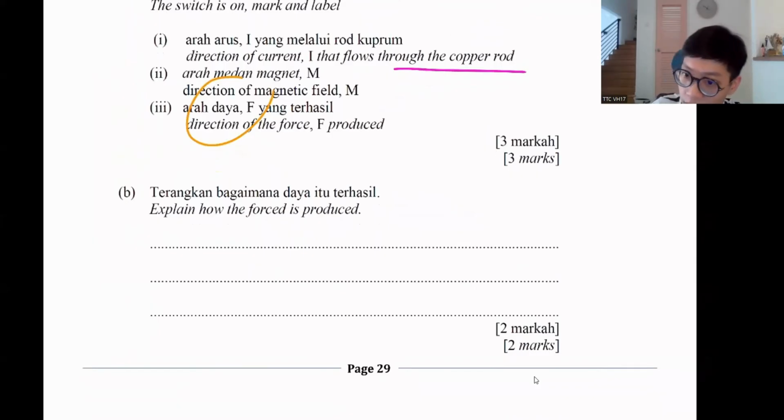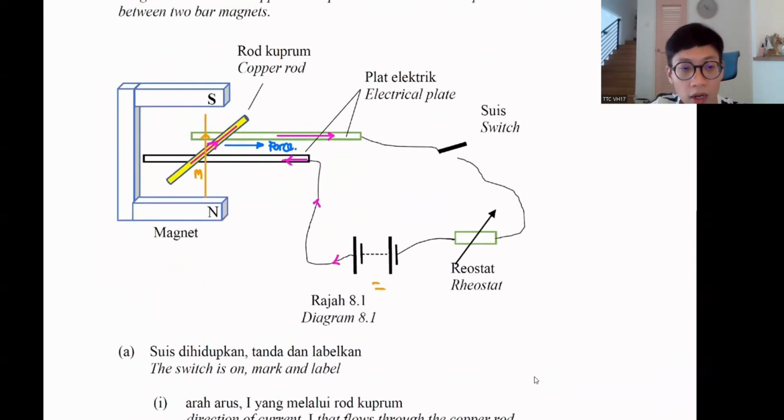Okay, why go right? Left hand Fleming rule: your magnetic field is upward, your current is leaving you, so your thumb points to the left, to the right. Not your magnetic field, it is your current.